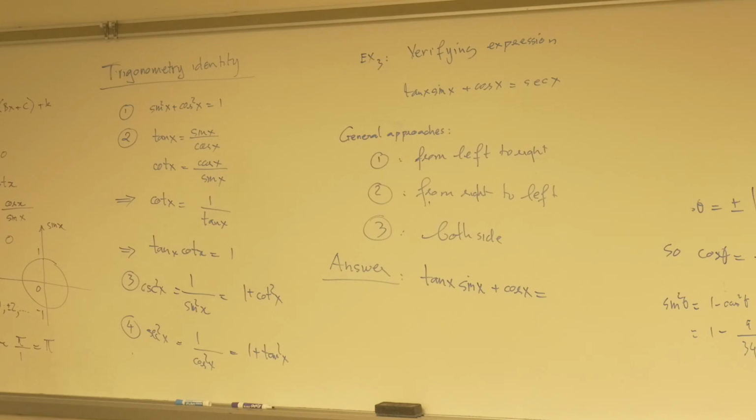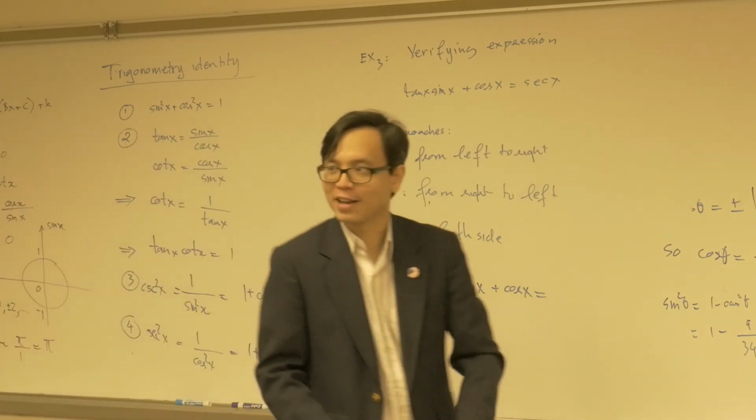Let's see. Yes, I think I see how you do it. Can you change tangent into sine over cosine? Yes. And then multiply the sine over, so you get sine squared over cosine. Then you get a common denominator. The common denominator is cosine, so you multiply cosine over cosine. That's a very good strategy there.